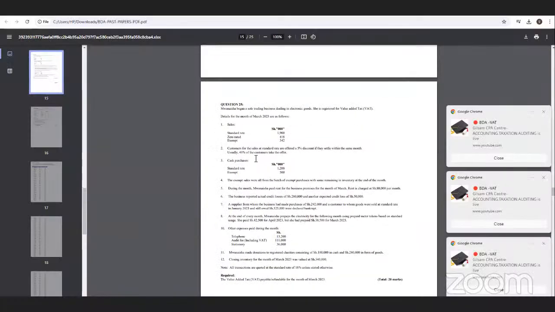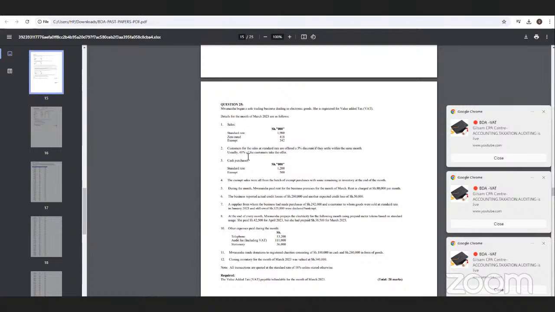When you give a customer a discount, that discount will affect the output sales. So you normally raise a credit note. The credit note is the one which will help us to cancel that VAT.